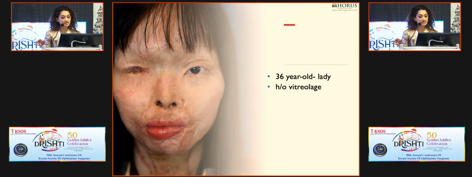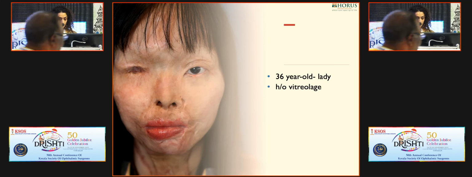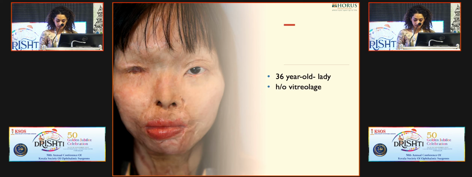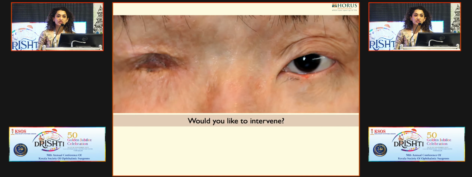Now, this is a 36-year-old lady, history of vitiligo. All right. So you can see, fortunately, the left eye is perfect. She sees with that left eye. More affected is the right side. And she has an eyeball inside. She has a thick, almost grade 4 contraction over here. So my question would be, would you like to intervene? Anju?